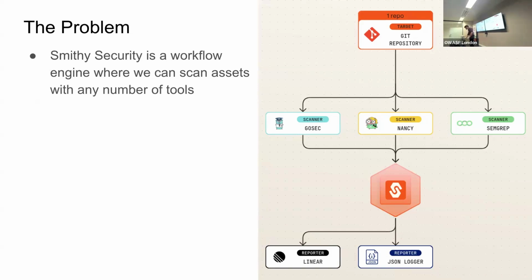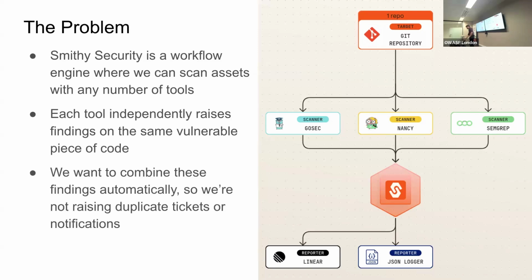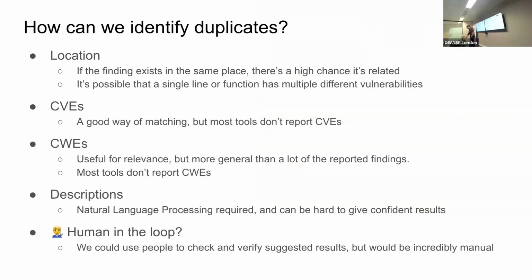to allow you to more easily solve and fix these vulnerabilities. Every single one of these tools independently raises a finding even on the same vulnerable section of code. Here, GoSec and SemGrep actually have significant overlap in their rules, and so this would generate two separate tickets and lots of noise. We would like to combine these findings automatically, so we're not raising duplicate tickets or notifications, and it's a lot easier to deal with.